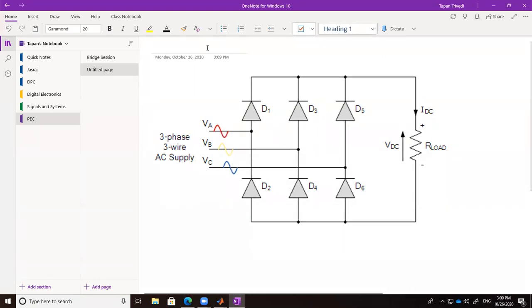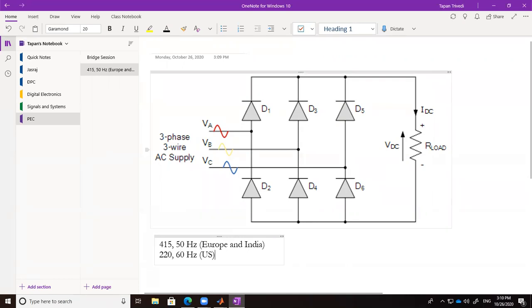So in a three-phase bridge rectifier, we have three-phase supply. Now, Derek, are you aware of three-phase supply? Three-phase, three-wire, 415 volt, 50 hertz if you are in Europe and India. If you are in US, then it will be 220 volt, 60 hertz. Right? Great.